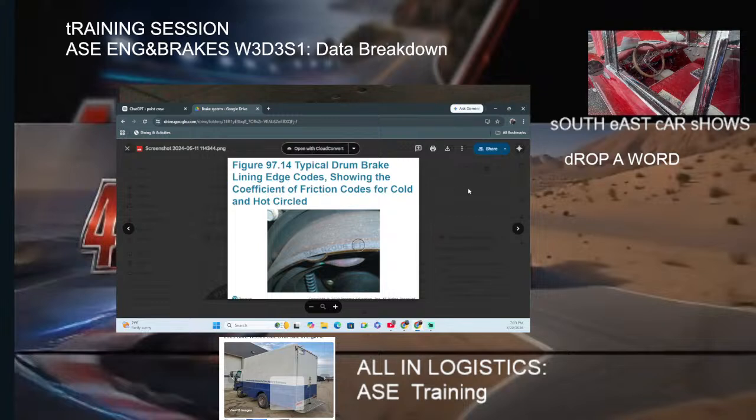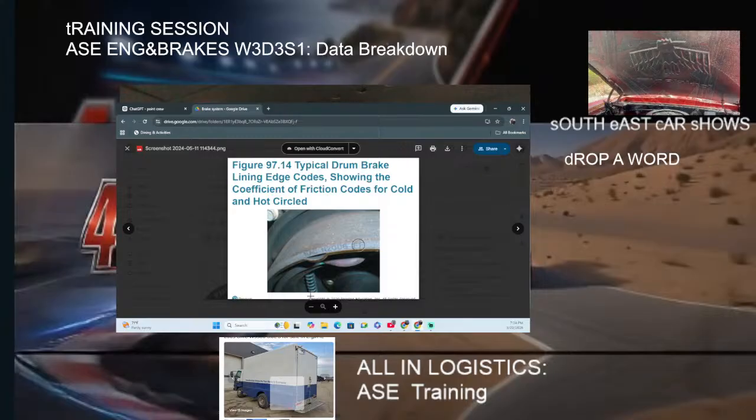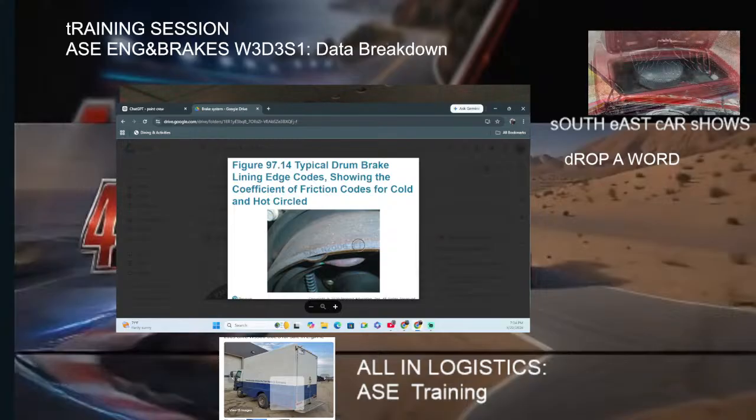97.14, typical drum brake lining edge codes, showing the coefficient of friction. Codes for cold and hot are circled. See that FF right there? And what does that show? The coefficient of friction.